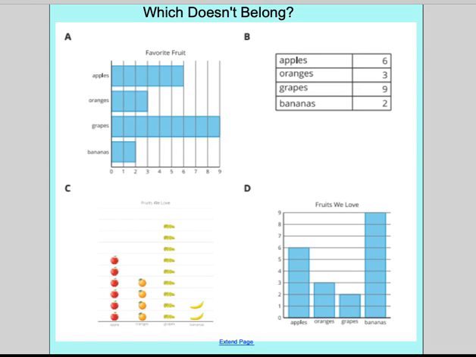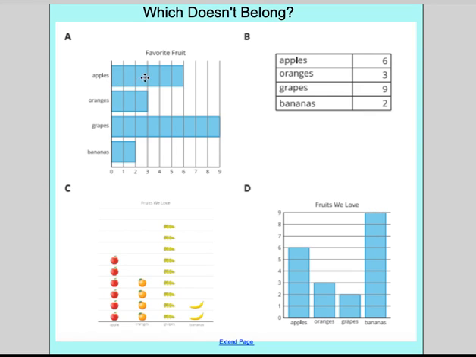Maybe you thought about, we've got 2 bananas on this graph, 2 bananas on this graph, and 2 bananas on this graph, but we've got 9 bananas on this graph. Maybe you say it doesn't belong for that reason. What else?